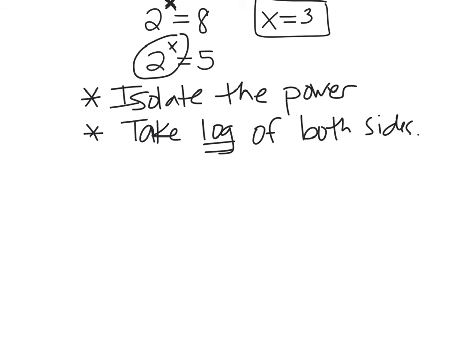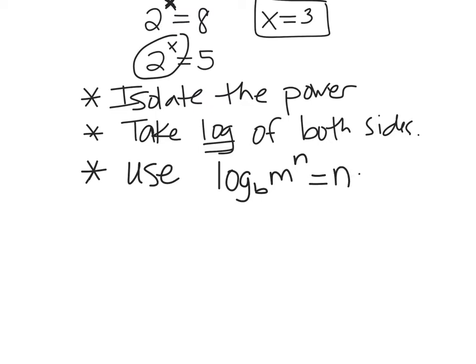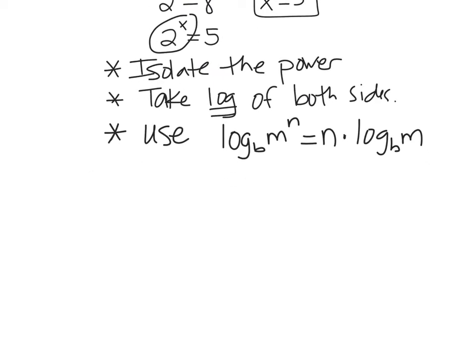And then the third thing you're going to do is use this very important property that I said was my favorite property. If you have log base b of m to the n, this is equal to n times log base b of m. That's the property that you're going to use to solve these. That's why it's my favorite, because we actually use it a lot. So, are you ready? Let's do it.